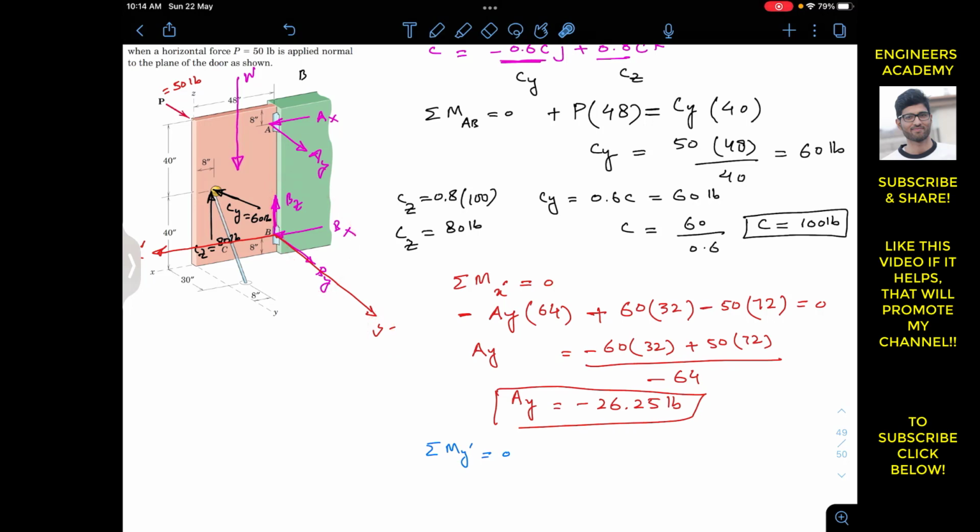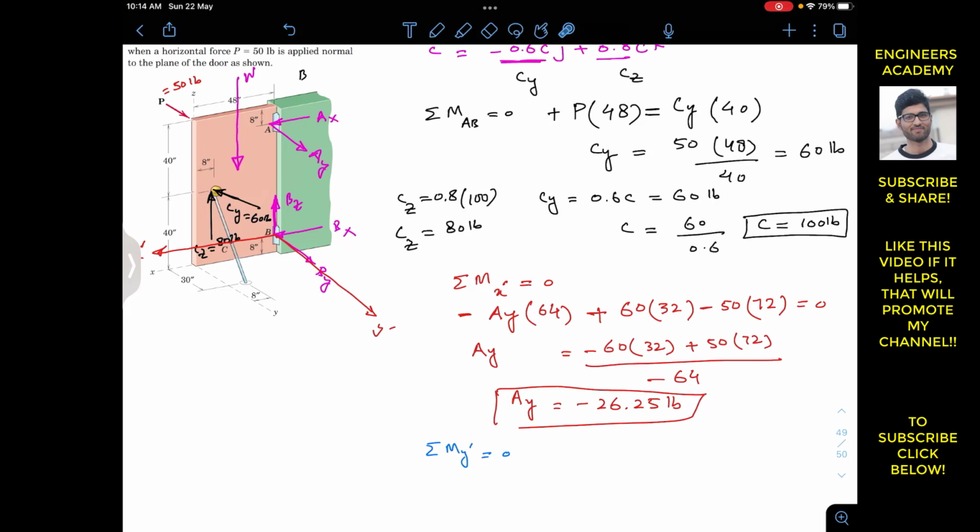So as we can see, this AX is going to produce the moment about the Y dash. This AY is not going to produce the moment about Y dash since it's parallel to the Y dash axis. Similarly, this CZ is going to produce the moment about the Y dash axis. This CY is parallel to the Y dash axis, so it's not going to produce the moment. And the weight is going to produce the moment about the Y dash axis since it's acting along the Z axis. So only the X component and the Z components are going to produce the moment about the Y dash axis.